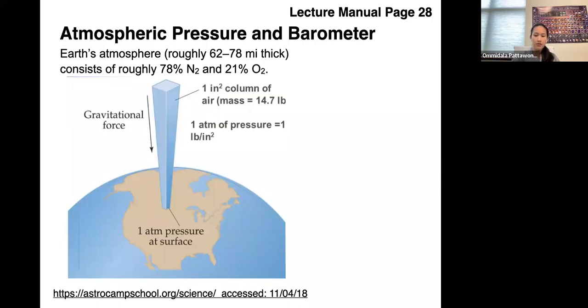Atmospheric pressure is the pressure that comes from the atmospheric gas exerting its force against the surface. It is just the amount of gas present on Earth, and the gravitational force is causing those gases to exert that force on the surface. That is defined as atmospheric pressure.